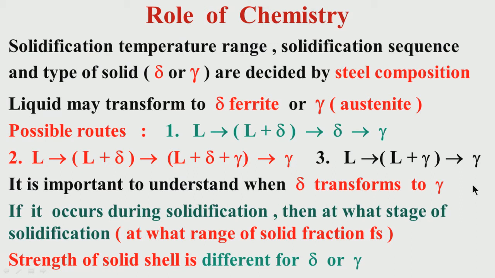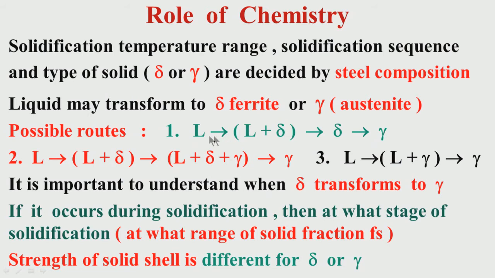Please try to remember. You might say that at 900 degrees centigrade everything is gamma, irrespective of the chemistry, austenite. But that is half of the story. The other half of the story, first we should remember how the solidification is taking place.